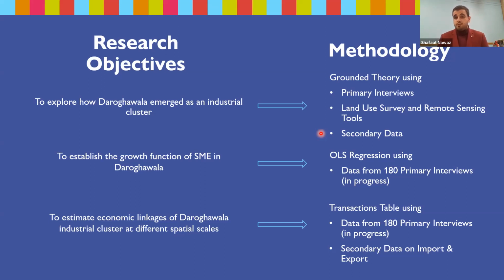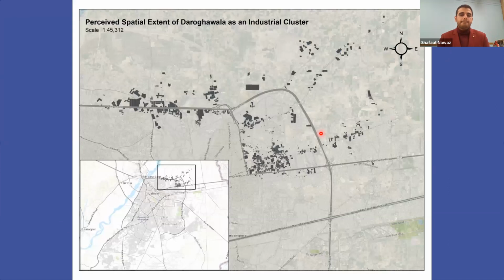Secondly, to establish the growth function of the enterprises, we used OLS regression. We plan to do 180 primary interviews, which are still in progress, but I present results from whatever interviews have been done so far. And then in order to estimate the economic linkages at different spatial scales, we developed a transaction table in a customized way, because we couldn't develop the whole sum of that because of lack of data. But the table that we are able to develop from the data is a starting point for us, which I'll be presenting later.